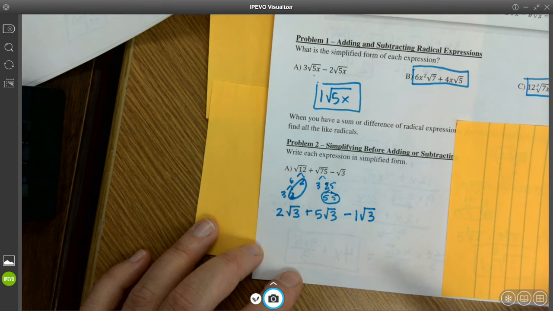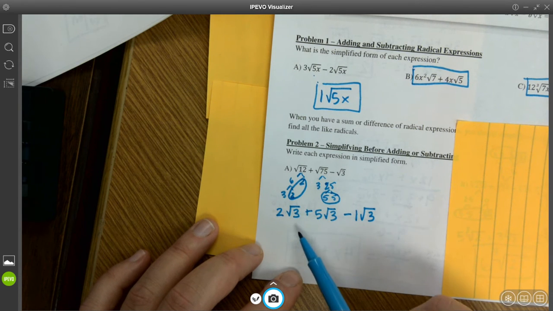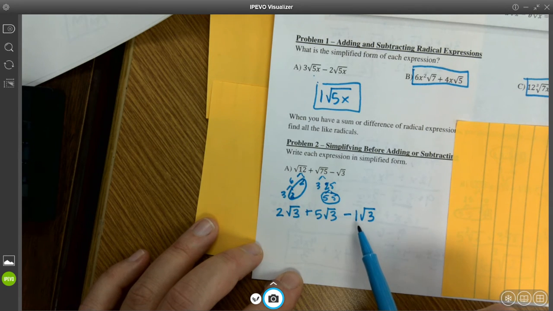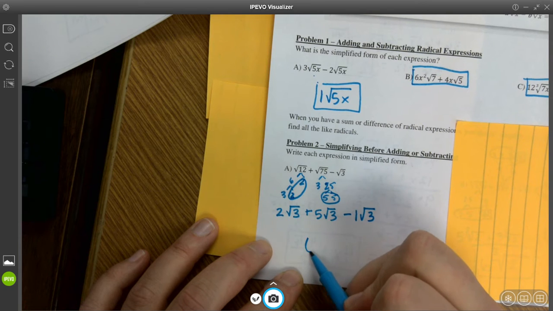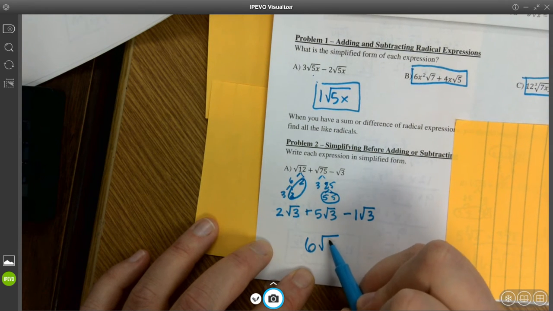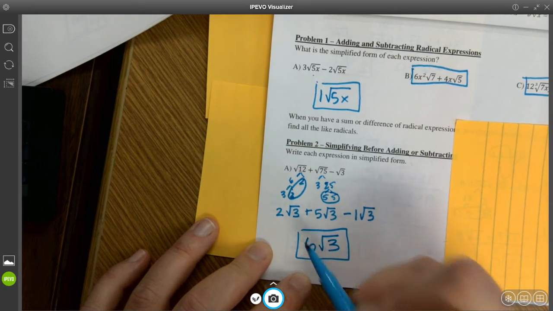Now, each one of these, I have the square root 3. So each one of these I can combine. So it would be 2 plus 5, because those are the same. 2 plus 5 would give me 7. And then subtract 1. So my overall answer would be a 6. 2 plus 5, 7. Subtract 1 is 6. And they all have just 1 square root 3 in common.